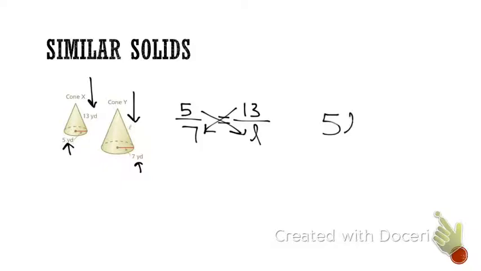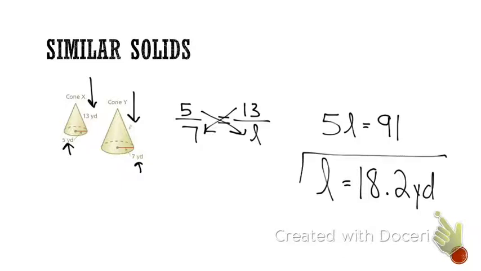And now I can do my cross products. And I get 5L equals 13 times 7, which is 91. Okay, now I'm just simply going to do my division. 91 divided by 5 gives me a slant height of 18.2 yards. Okay, so for these problems on your review, your quiz, your test, you've got to set up the proportion. You see how I did radius over radius equals slant height over slant height. As long as you do that, if it's length and width, you do length over length equals width over width. All right, and that's how you would solve it.